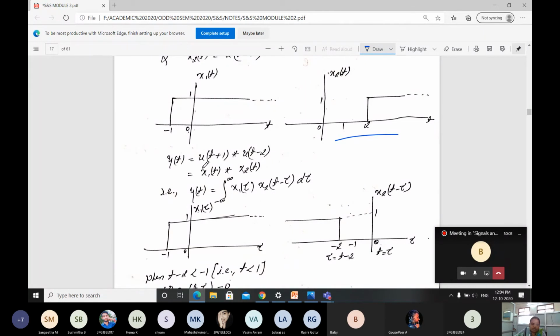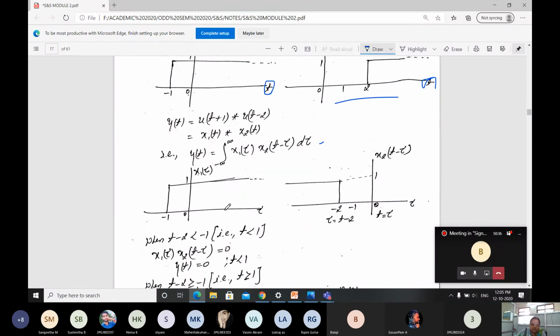Then y of t is u of t plus 1 convolved with u of t minus 2, or else x1 of t convolved with x2 of t. That is, y of t is the integration from minus infinity to plus infinity of x1 of tau x2 of t minus tau d tau. Then what you have to do? Replace t by tau. After replacing you will be getting this signal. The only change is you have to replace t by tau, that's it, right?